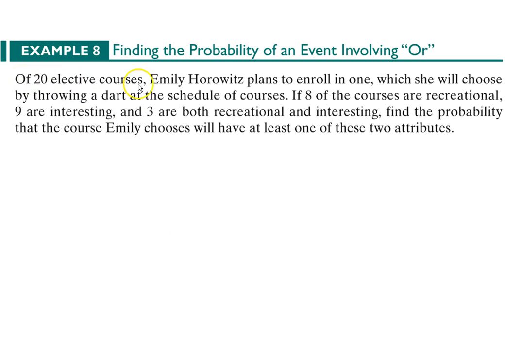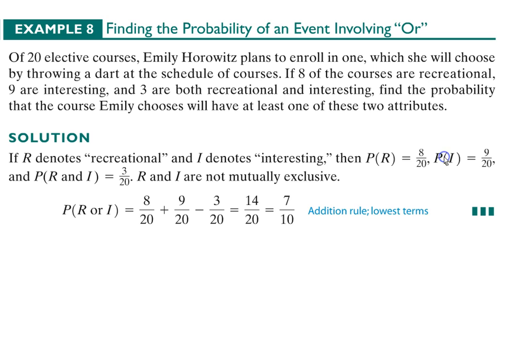Now, here, Emily is going to enroll in a course. 8 of the courses are recreational, 9 are interesting, 3 are both. So are all of these courses mutually exclusive? And the answer is no, because 3 of them are in both. And Emily chooses at least one of these 2 attributes.